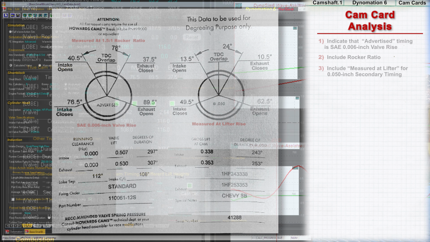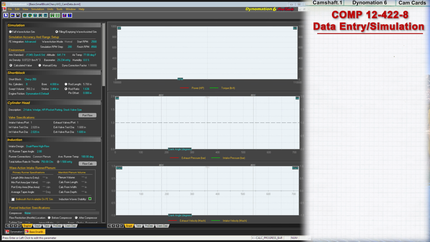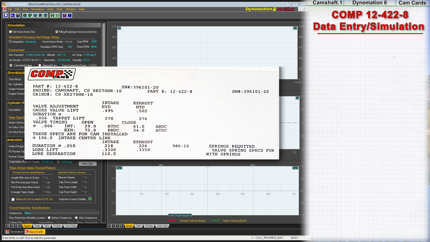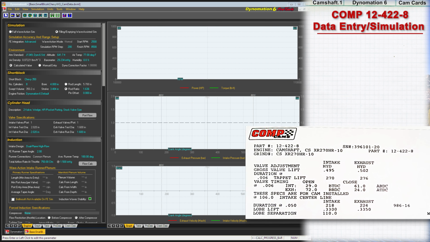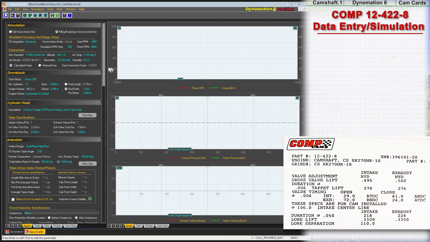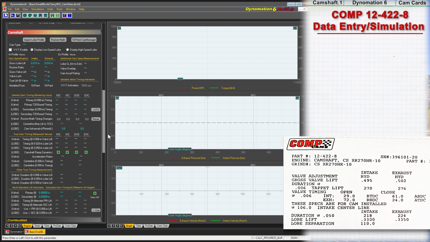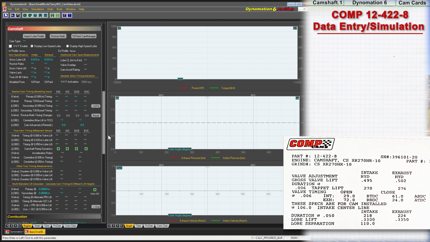Now that you're familiar with the basic cam card, let's enter the numbers and run an engine simulation using this CompCam's roller hydraulic profile, also for the small block Chevy. I've pre-built a basic engine minus cam data that we'll use for data entry.